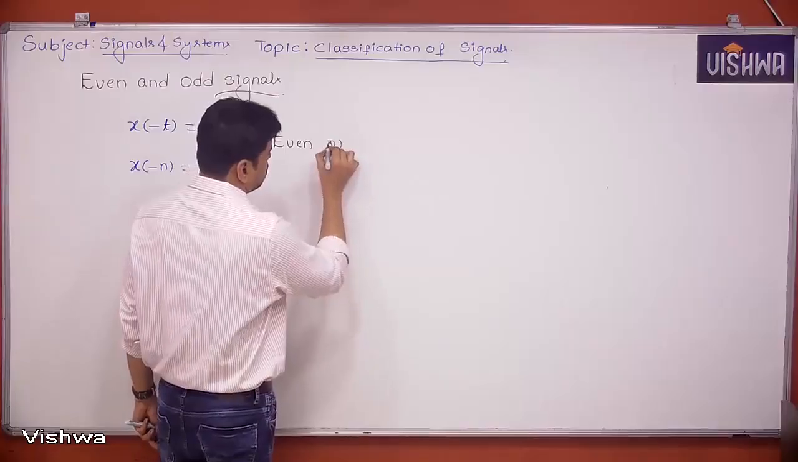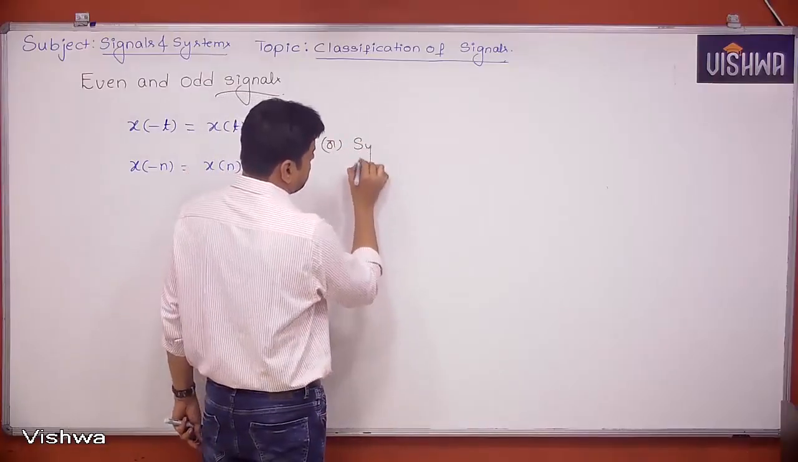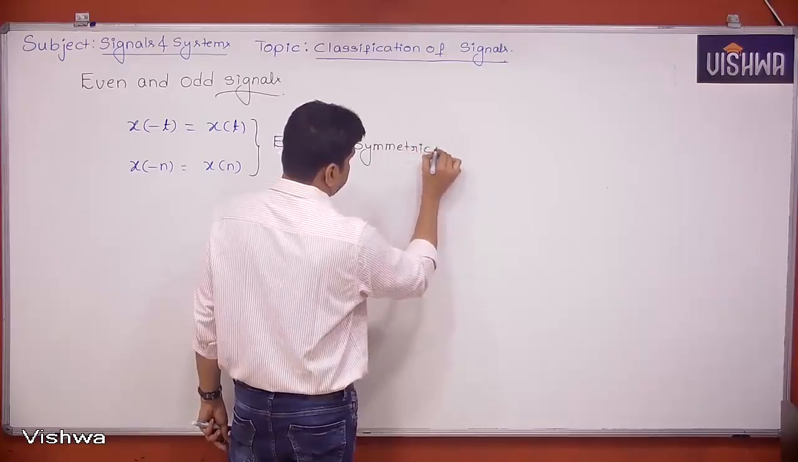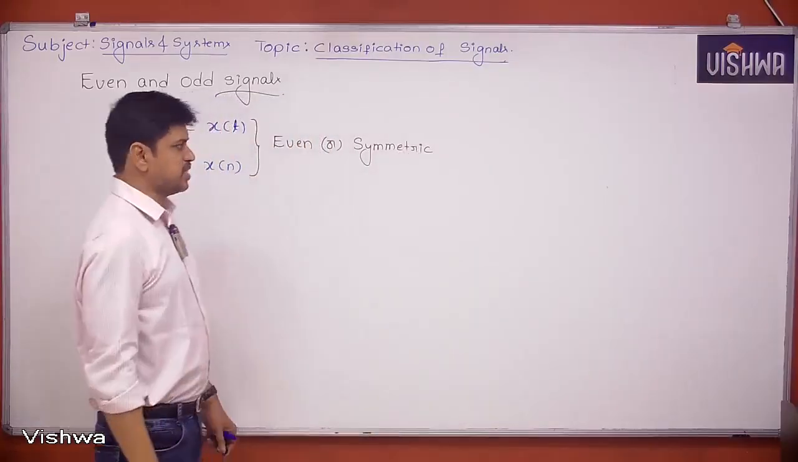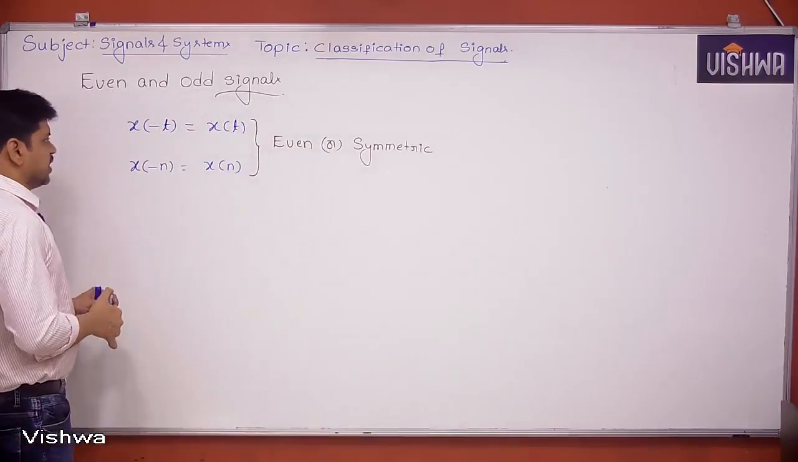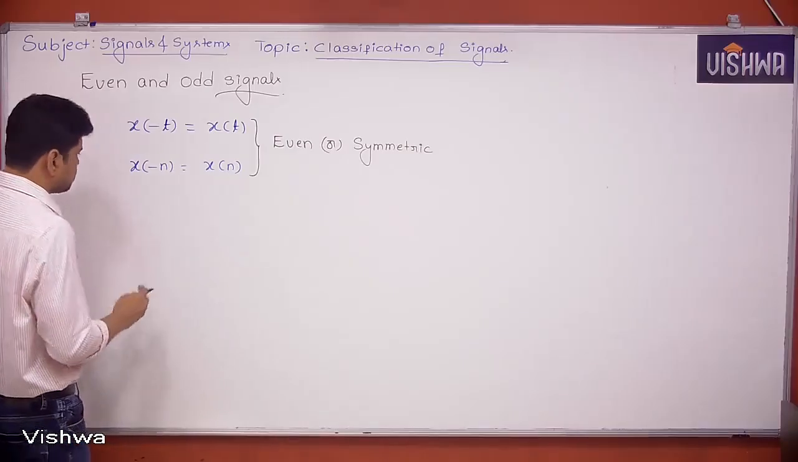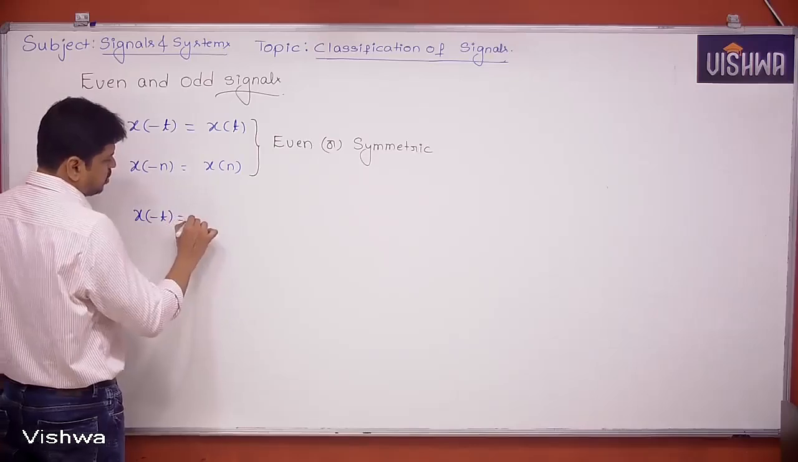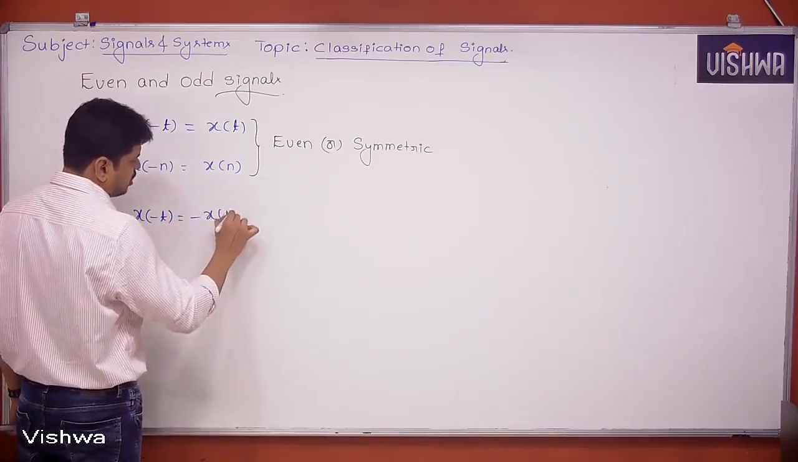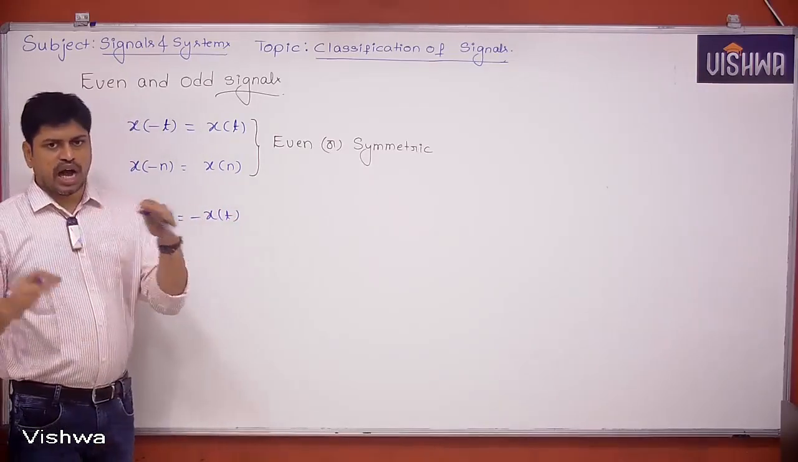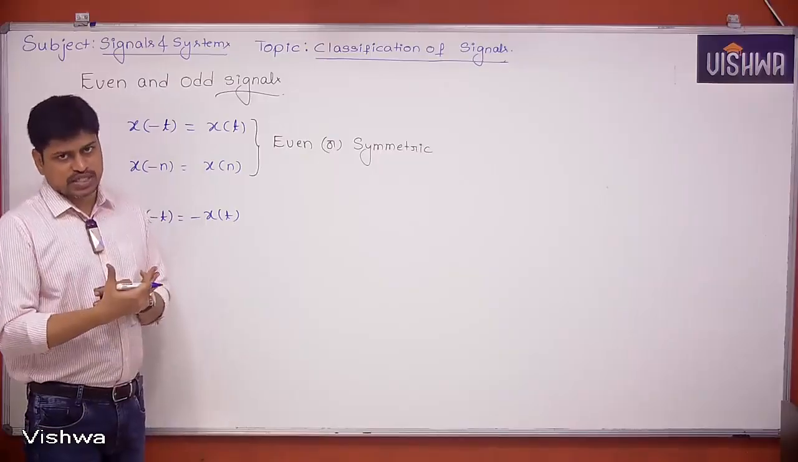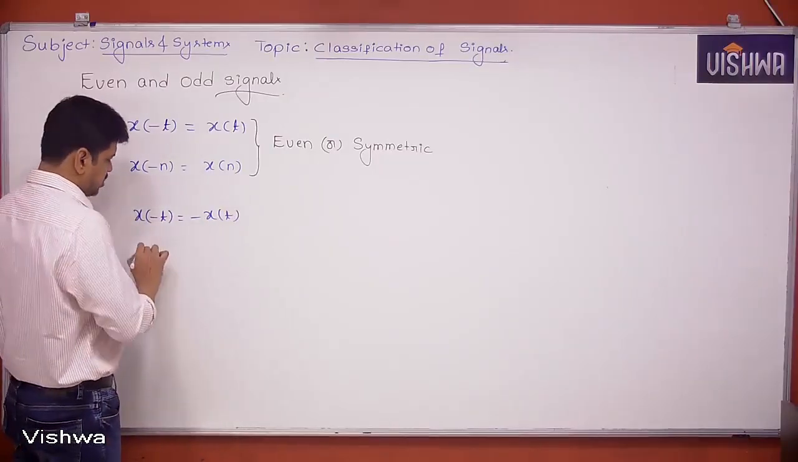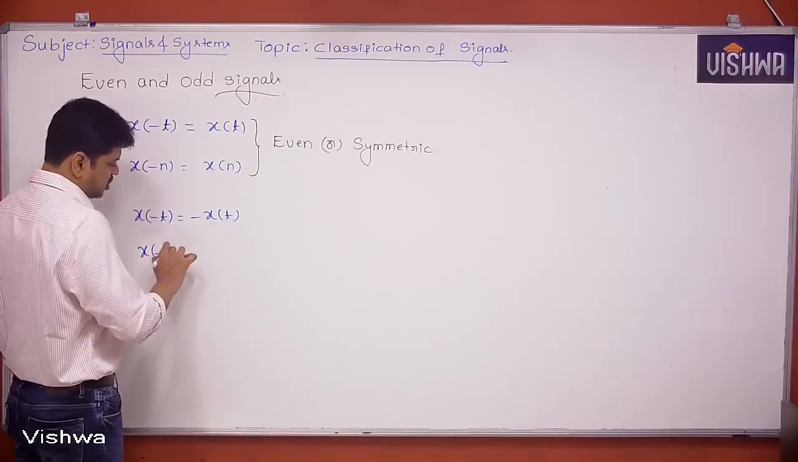or symmetric signal. Okay. Next, opposite to that, x of minus t is equal to minus x of t. That means, suppose after folding, if you get the negative of the signal, then we can call this an odd signal or anti-symmetric signal. For the discrete time case also, it is the same thing.